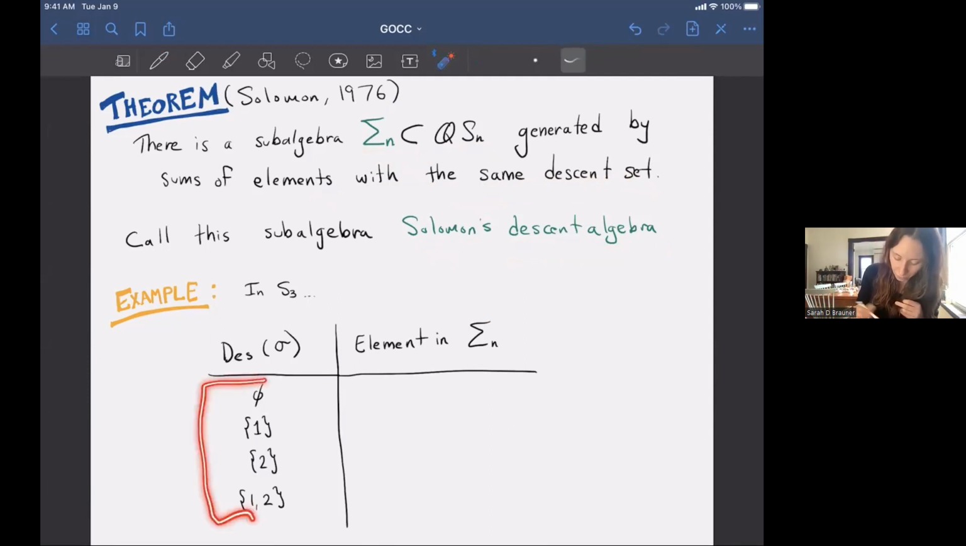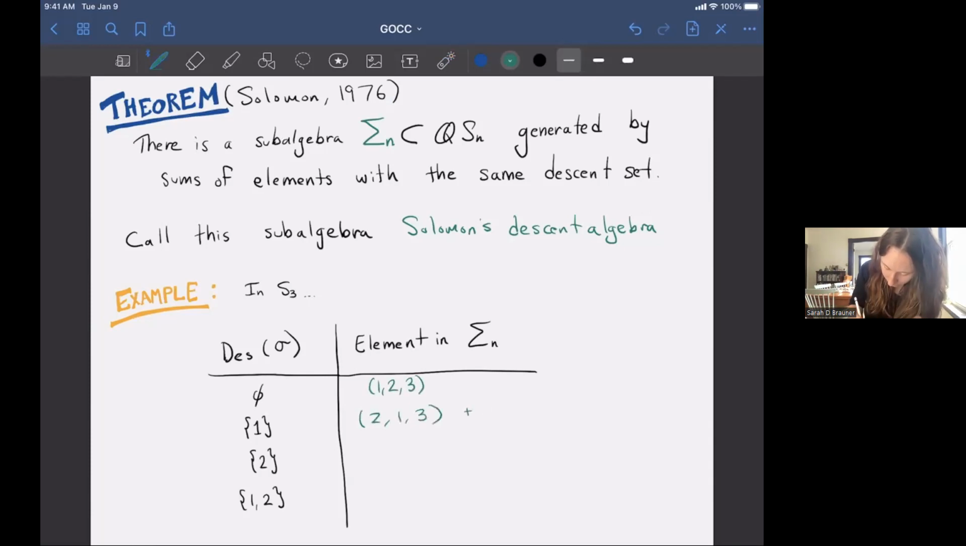Okay, so let's see what this looks like in S3. So here are my 4 possible descents, okay? So I want to sum up all the permutations that have that descent. So in the case of the empty set, we said it was just the identity, okay? So here's my identity permutation. The permutations that have a descent at position 1, we had 2, 1, 3, right?